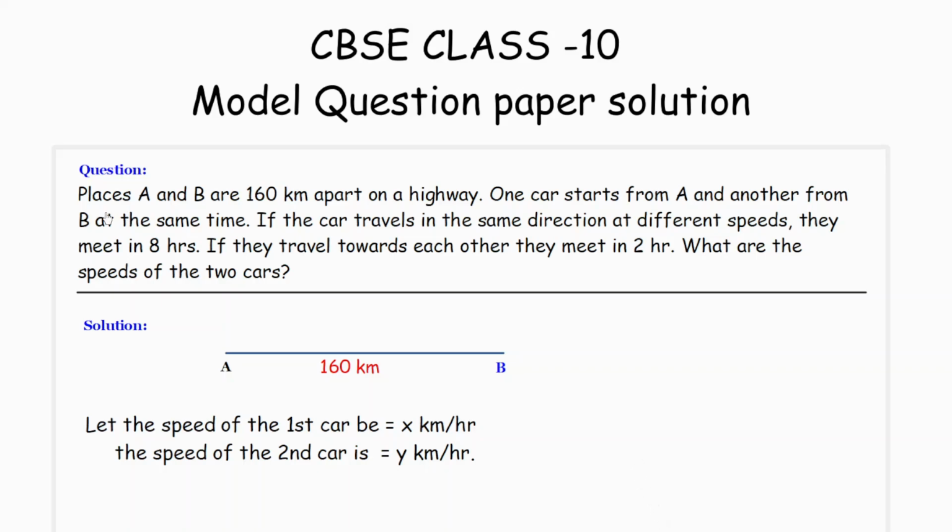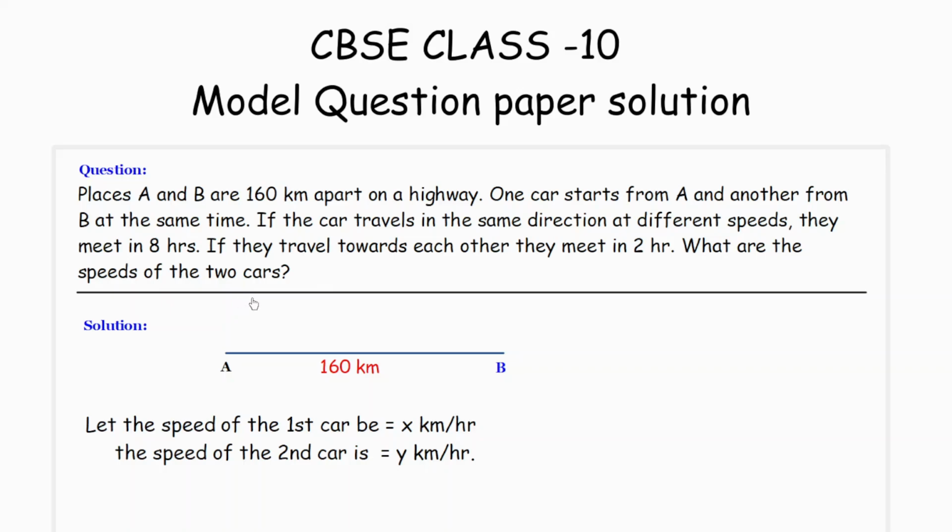The question is: places A and B are 160 km apart on a highway. One car starts from A and another car from B at the same time. If the cars travel in the same direction at different speeds, they meet in 8 hours. This is the first condition. The second condition is, if they travel towards each other, they meet in 2 hours. What are the speeds of the two cars?